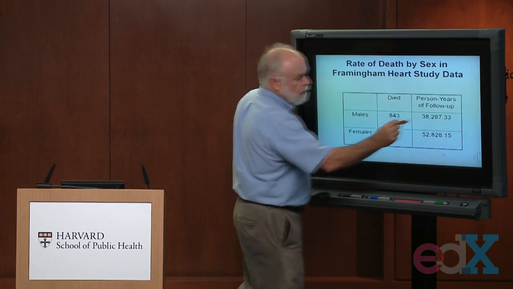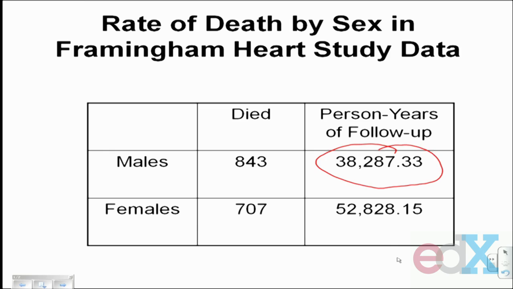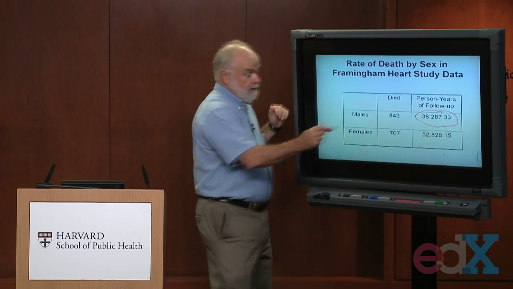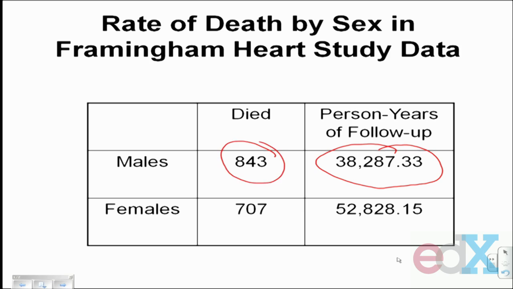You would observe 38,283 and a third person years of observation if you counted up the person time that each male contributed in this study when they were followed for up to 24 years. Out of that, again, 843 men died.